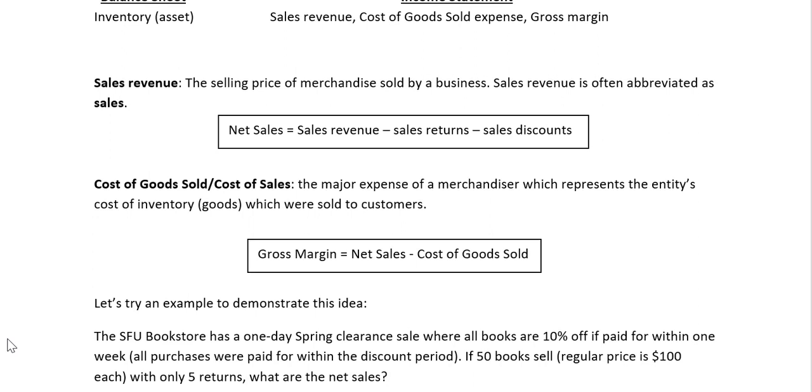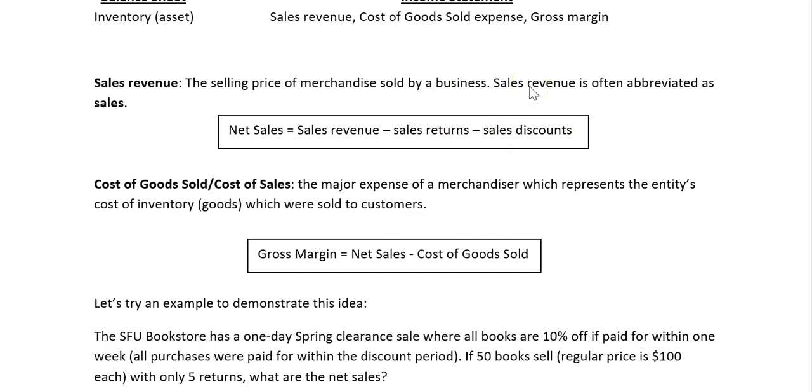So sales revenue: the selling price of merchandise sold by a business. Sales revenue is often abbreviated as just sales. This is how we get to net sales. We have net sales equals sales revenue, which is the aggregate sum of everything that we've sold, minus sales returns, and minus sales discount.